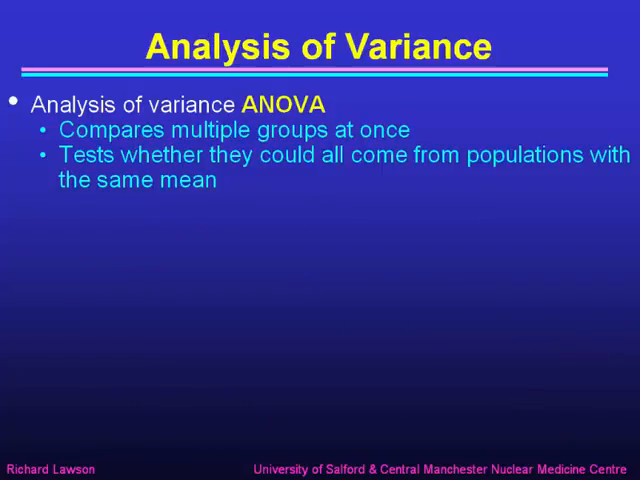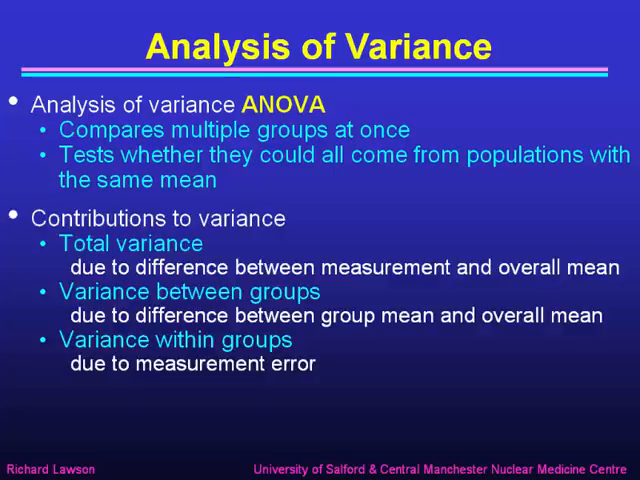A better way is to do an analysis of variance, known as ANOVA. This compares multiple groups all at once to test whether they could all come from populations with the same mean. Now, analysis of variance looks at contributions to the variance. First of all, there's the total variance due to differences between individual measurements and the overall mean.